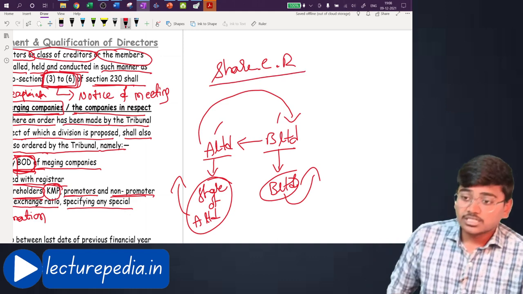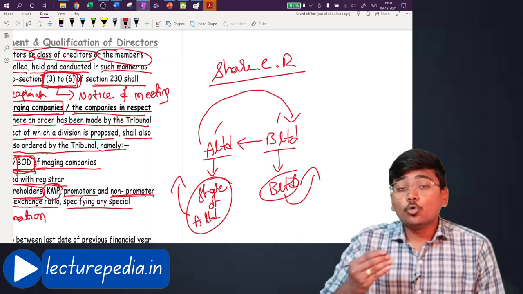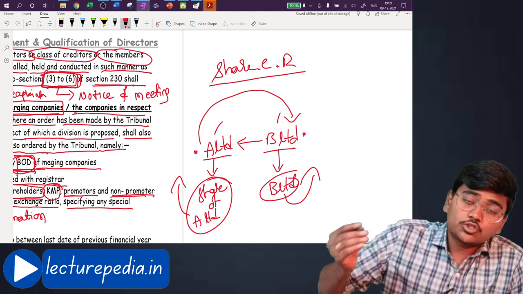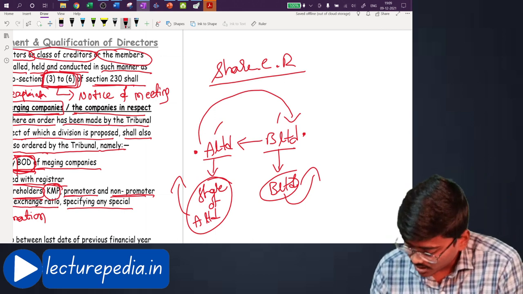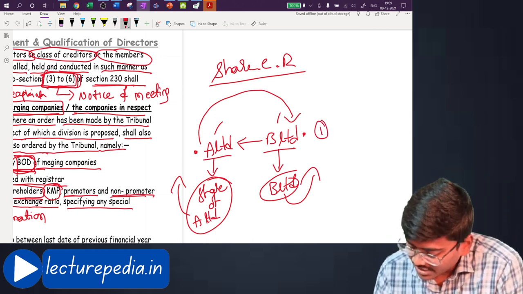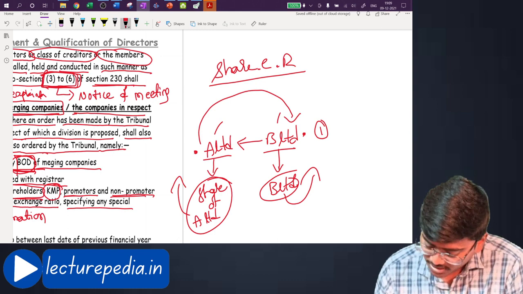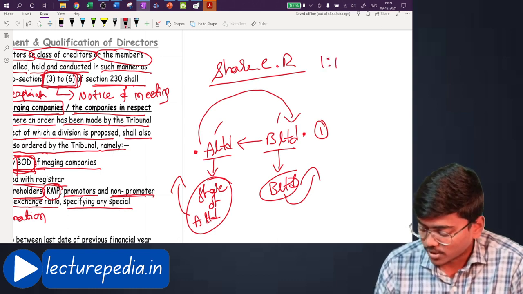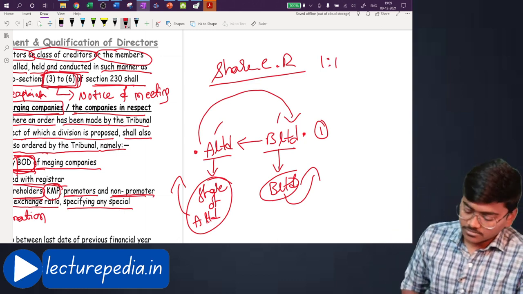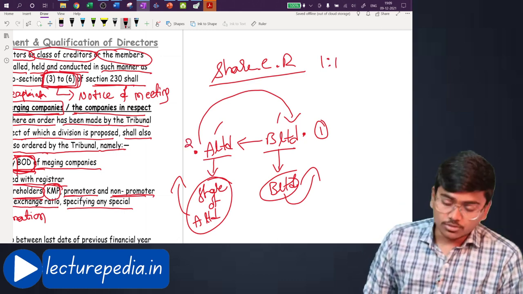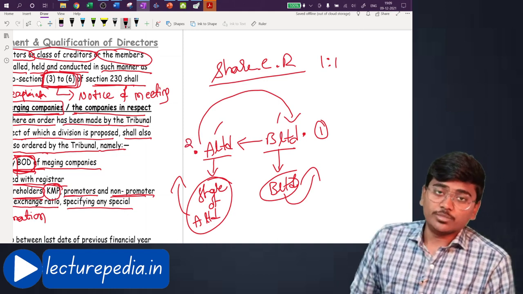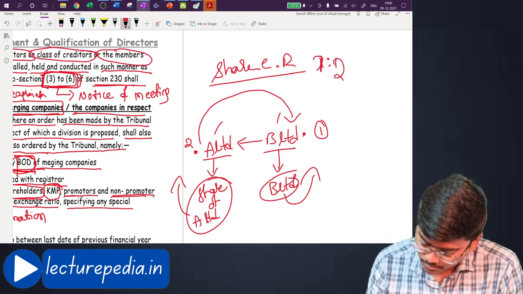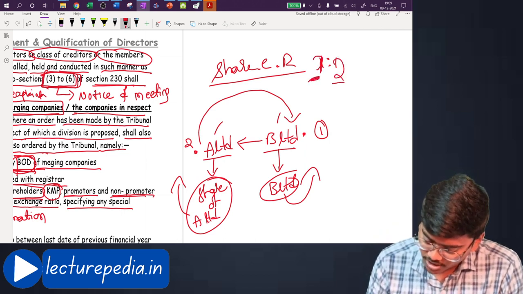They will calculate the share exchange ratio. That is, for how many shares of B Limited, how many shares of A Limited should be issued. Let's say for one share of B Limited, one share of A Limited is being issued, then the share exchange ratio is 1:1, that is 1 for 1. If at all 2 shares are being issued, then the share exchange ratio will be 2:1, sorry, 1:2. That is, for every 1 share you are issuing 2 shares.